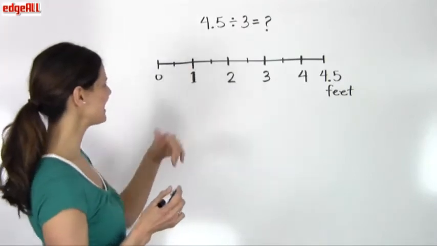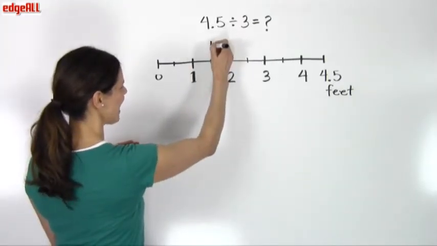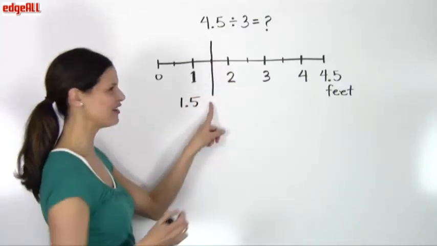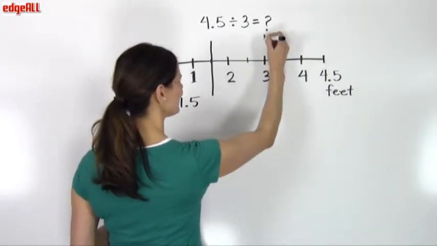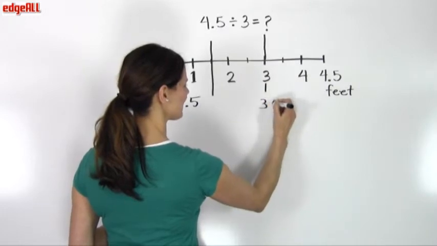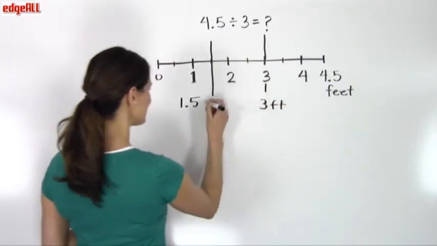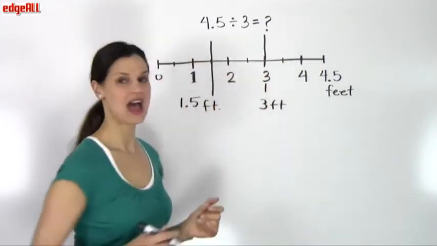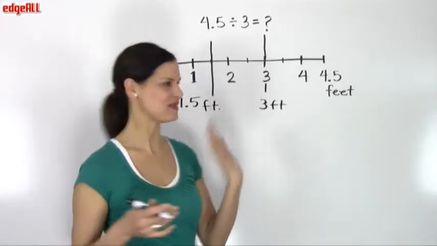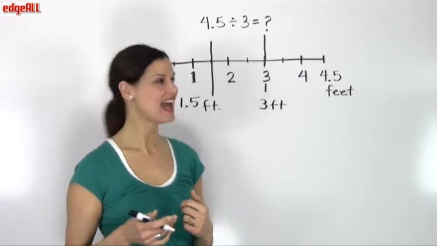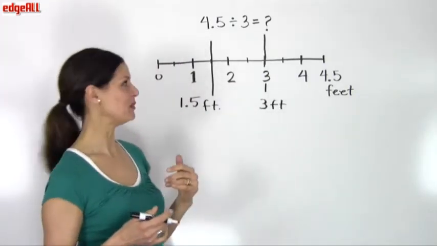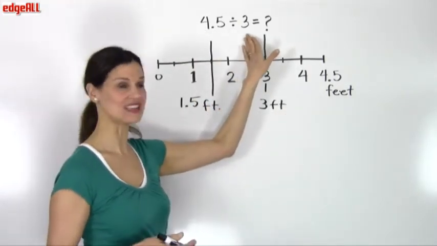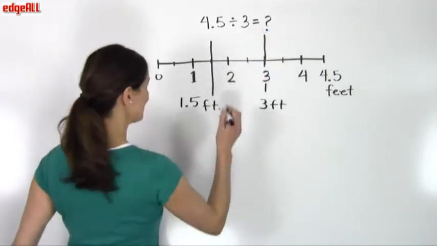And so what I would do in a case like this is if I wanted to divide into 3 even sections, I would make a mark here at the 1.5 foot point, and I would make a cut or a mark here again at the 3 foot point, and I would end up then with 3 evenly divided sections of 1.5 feet each, which would give me the total then of 4.5 feet. And so I could say that the answer to my problem here of 4.5 divided into 3 equally sized sections equals 1.5.